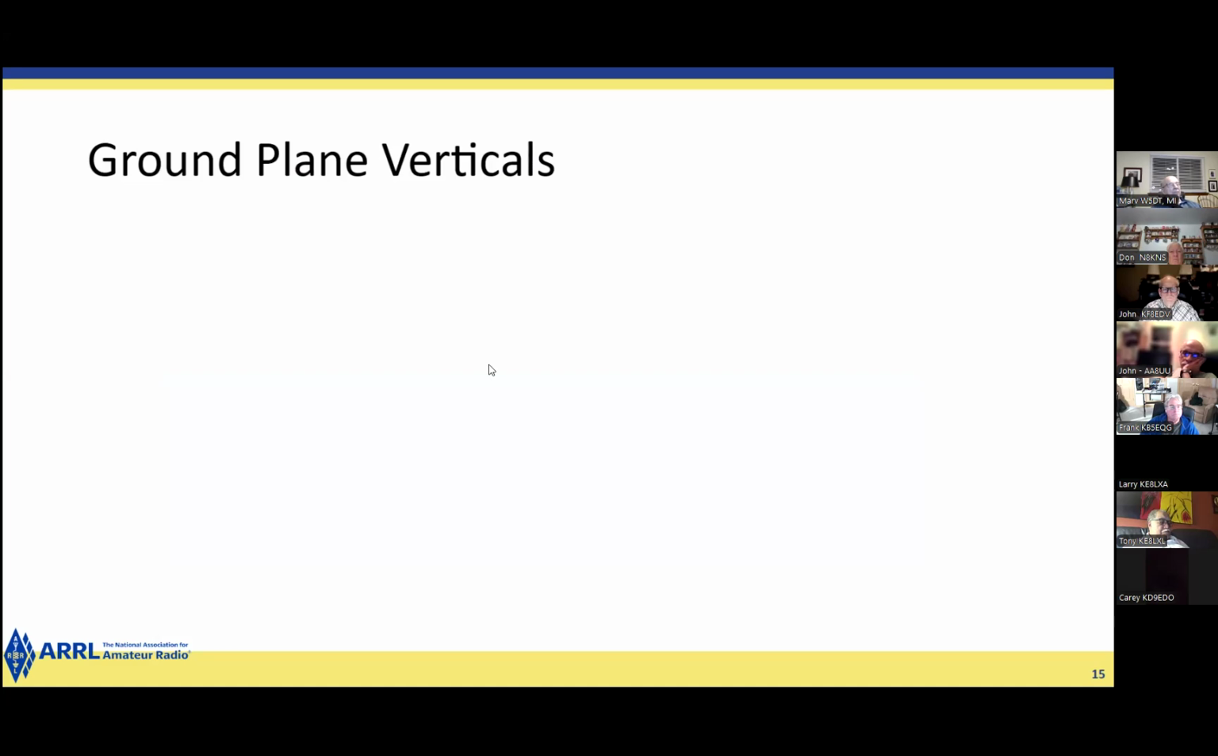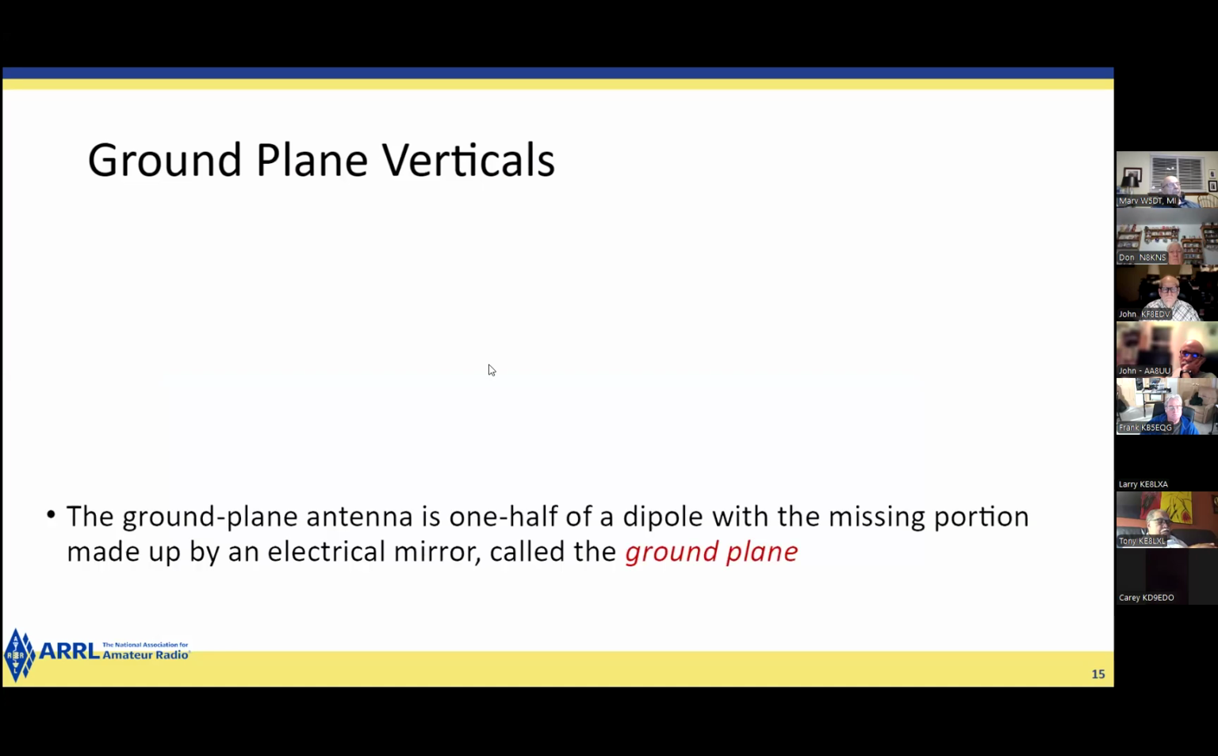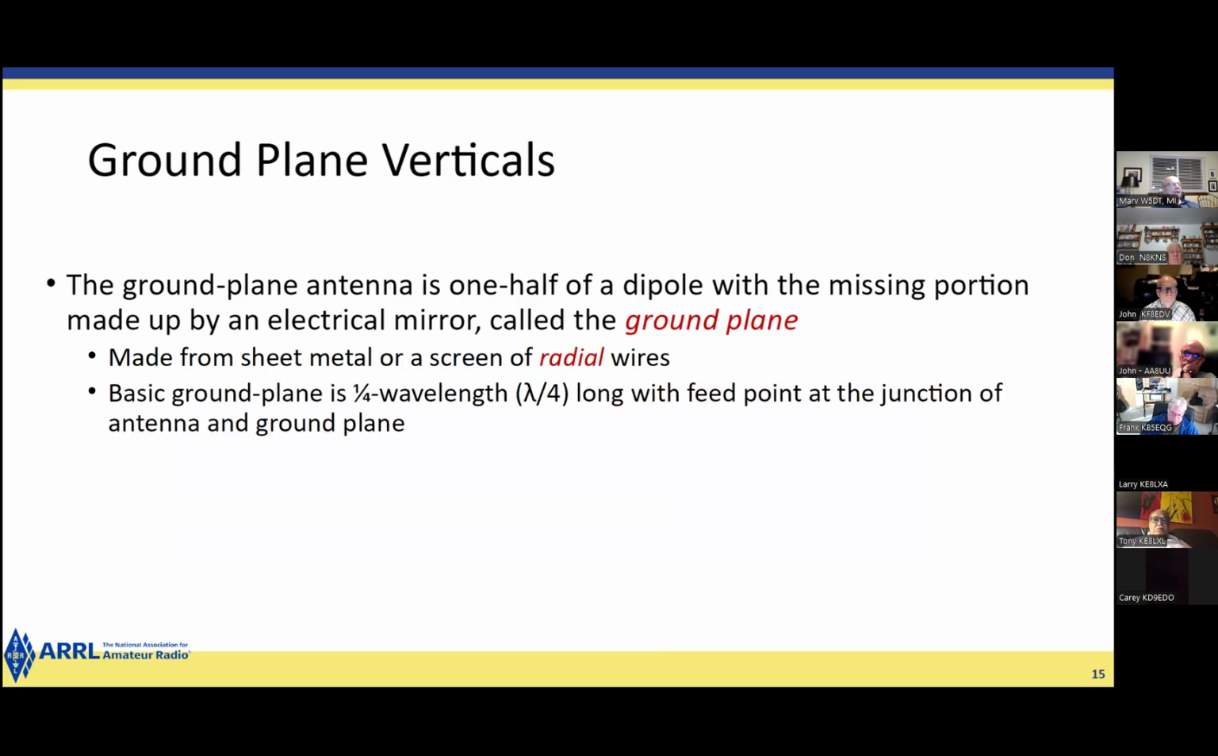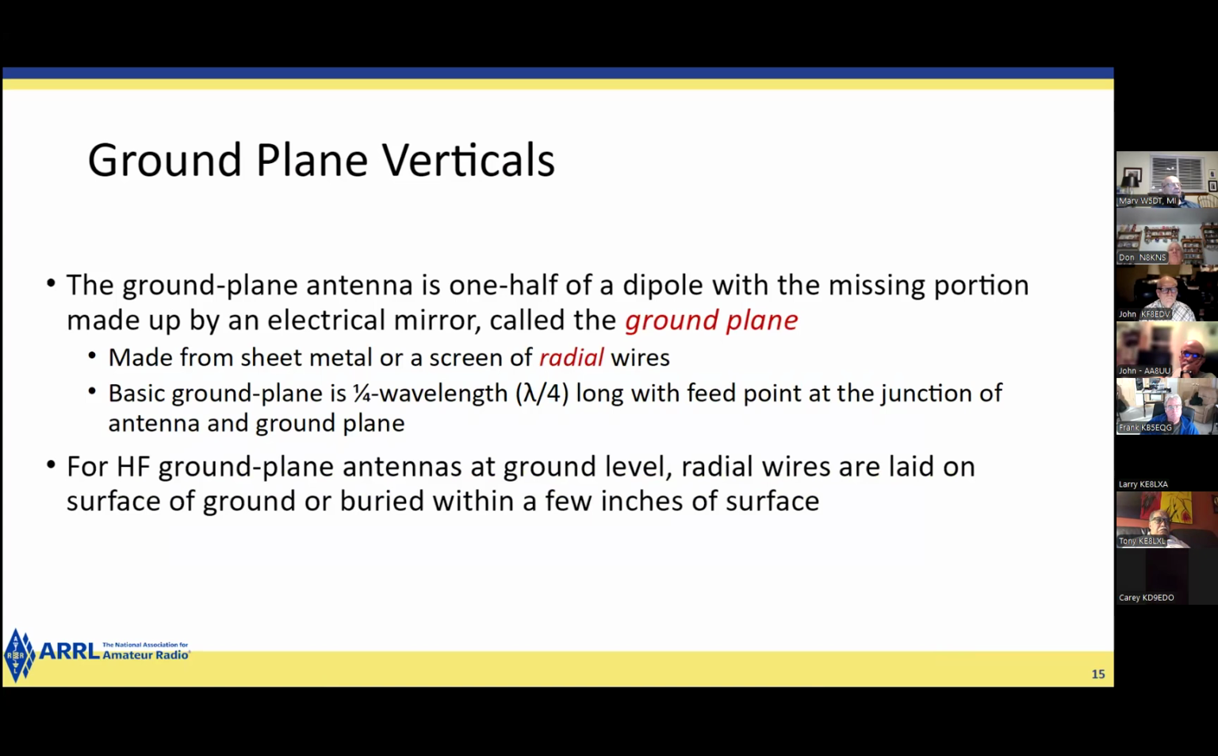Now let's get into ground plane verticals. Let's look at them. The ground plane antenna is just 1/2 of a dipole with the missing portion made up by an electrical mirror called the ground plane. It can be made from sheet metal or a screen of radio wires. It's a quarter wave long with a feed point at the junction of the antenna and the ground plane. So what you do is lay radials on the surface of the ground or buried within a few inches of the ground.